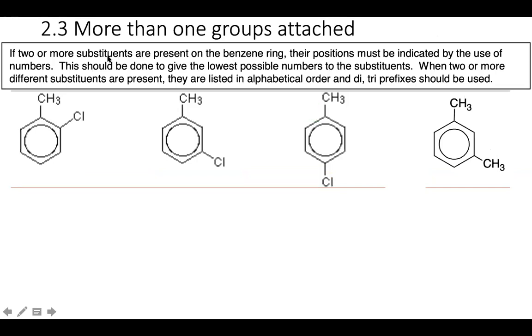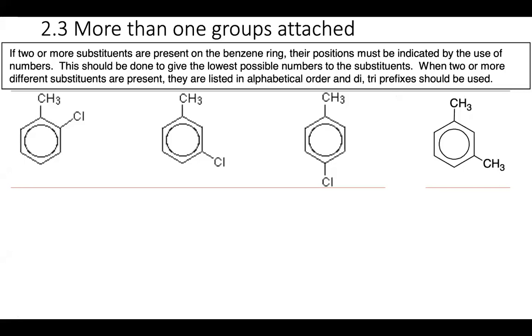This is when you have more than one group attached, so it gets more complicated, but then again, do not stress much on it. So if two or more substituents are present on the benzene ring, their positions must be indicated by the use of numbers. This should be done to give the lowest possible numbers to the substituents. When two or more different substituents are present, they are listed in alphabetical order and di, tri prefixes should be used. So this time, the standard nomenclature rules apply. The naming system that you have learned last year when we came to name organic molecules.